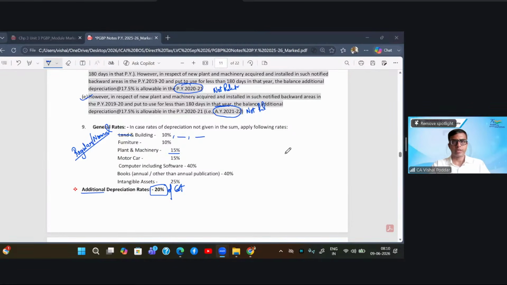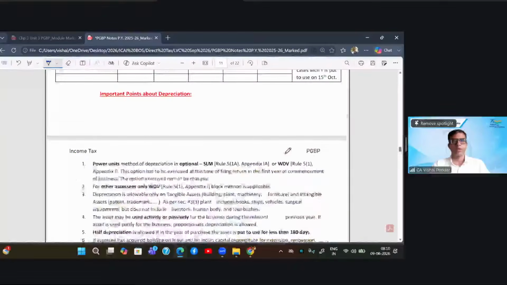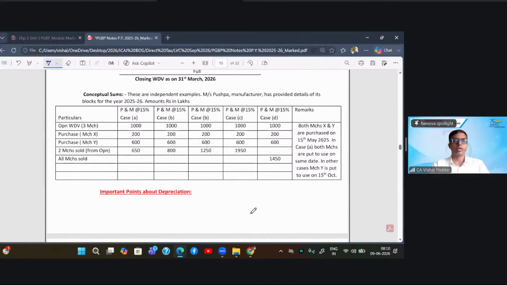Okay, students. Now, let us take a practical question to understand all these pointers, provisions that I just explained. Anshika has asked a good question. Is the depreciation starting from which date? Date of purchase or put to use?